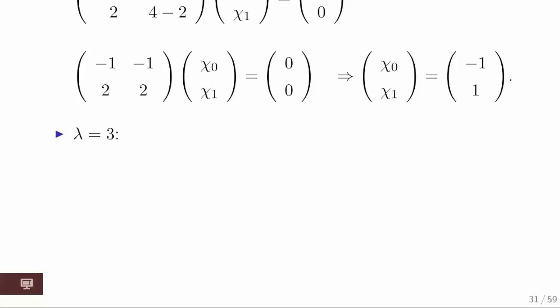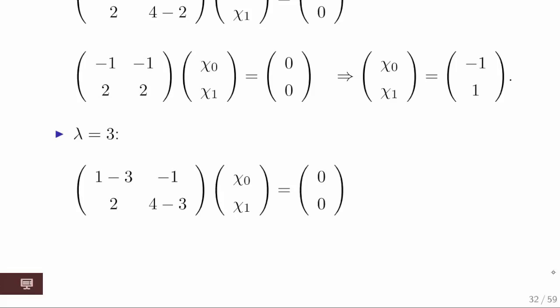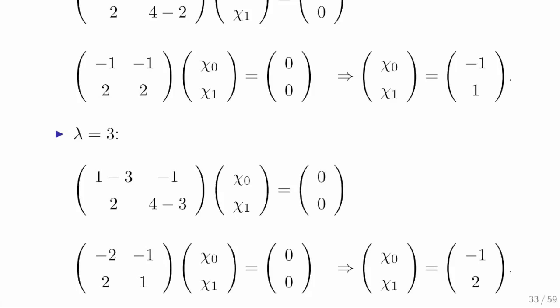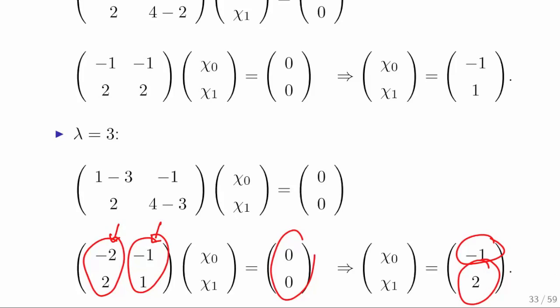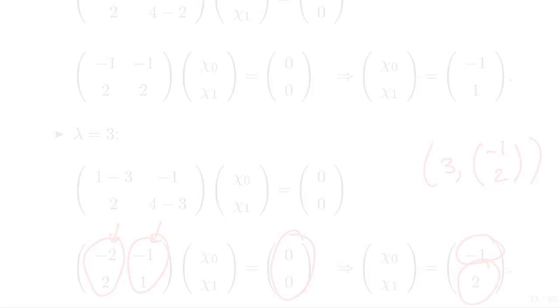And then the other eigenpair comes from picking your lambda to be the other root, 3. You plug that in. You end up with this right here. You notice that this column is simply 2 times that column. And therefore, if you take the negative of the first column and you add 2 times the second column to it, you get the 0 vector. And therefore, we conclude that the other eigenpair is the pair 3, -1, 2.